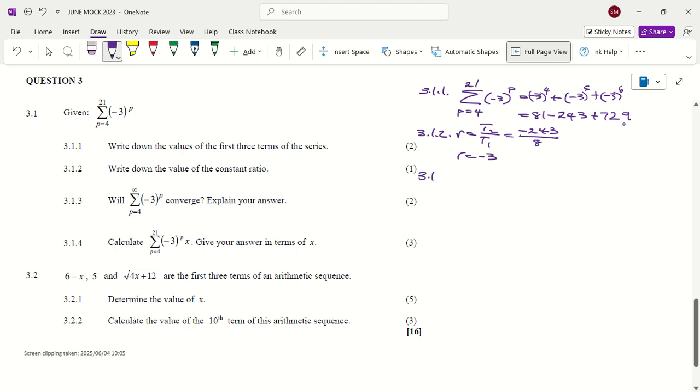Then 3.1.3. We have, they're asking, will this sequence continue to infinity? So they are saying it starts at 4 until infinity. Meaning if this sequence can continue until infinity, will it converge? It won't converge, right? Who can tell me why it won't converge?